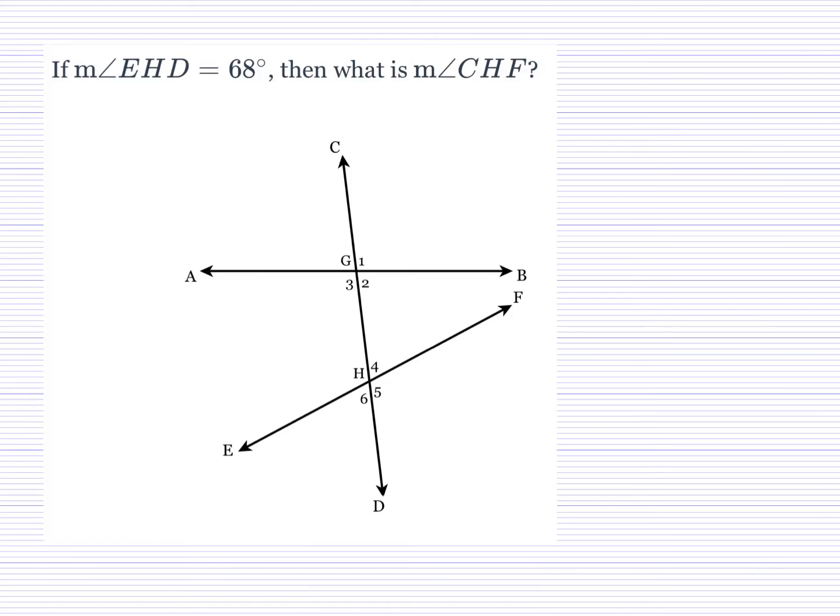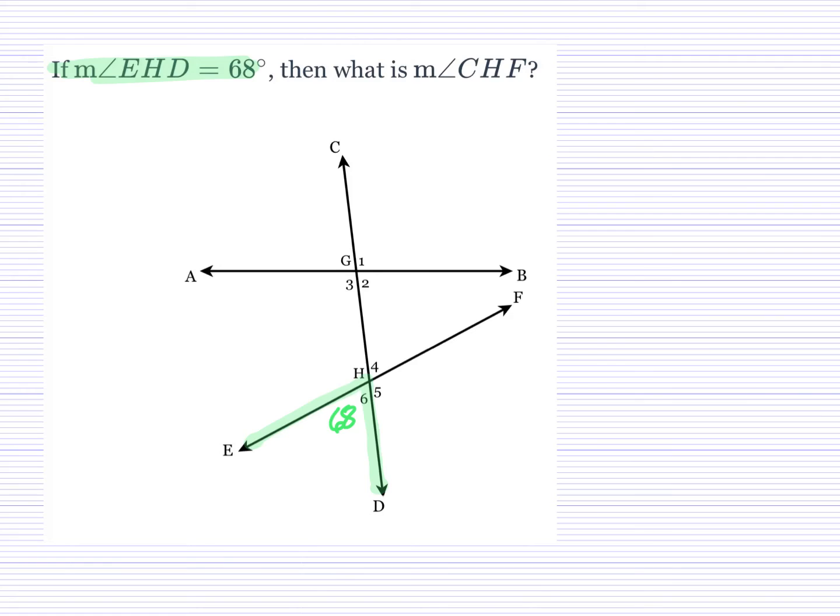So it's most likely a linear pair, which again is supplementary, or it is a vertical angle. So let's see what we got first of all. We've got angle E to H to D. So that correlates with angle 6. So what we're given here is angle 6, and we're told that this is 68 degrees.